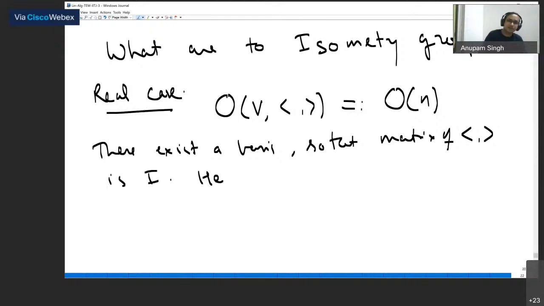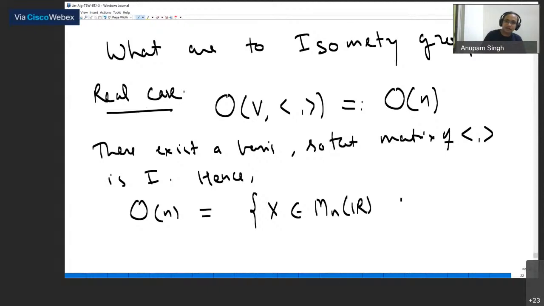Hence, the orthogonal group O N in matrix form will be simply all those X in M n R, because we are working over R, such that X transpose times the matrix of the bilinear form, which here is identity so I don't need to write it, times X equals the identity. So this is the familiar definition of the orthogonal group.